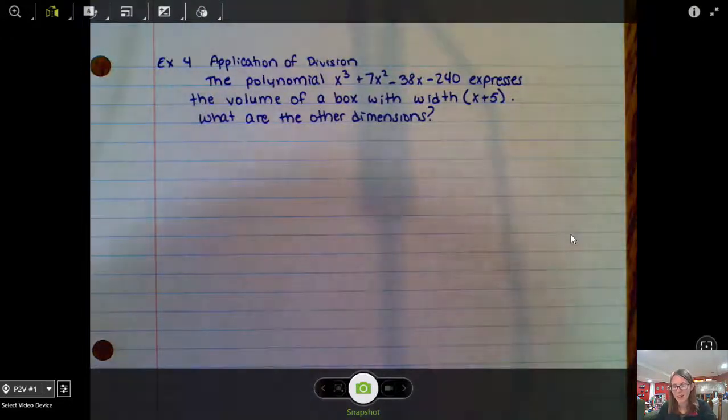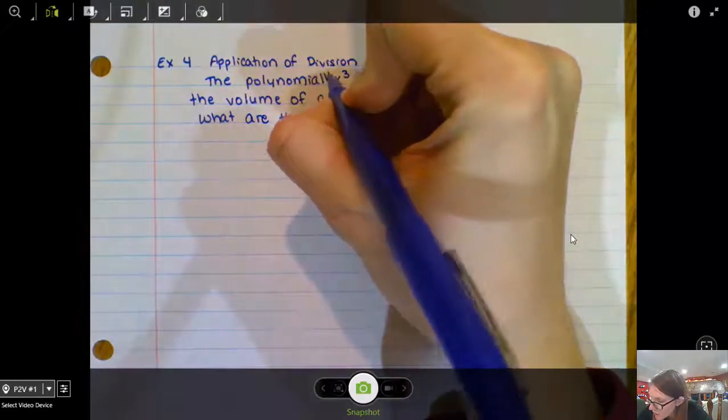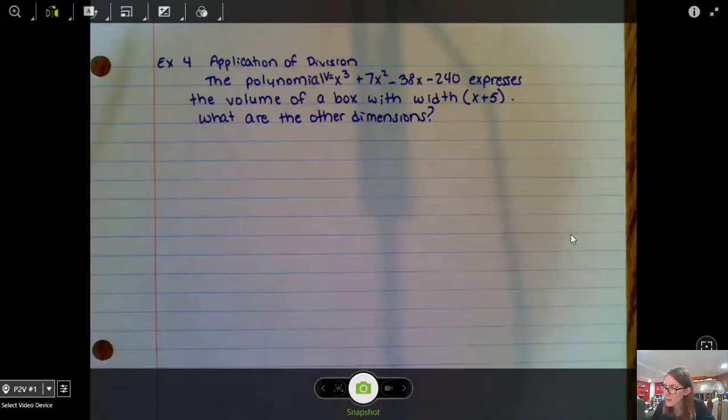Now that we know our process for both long division and synthetic division, I want to look at an application of why on earth, again, do we really need to know how to divide polynomials. This polynomial, x to the third plus 7x squared minus 38x minus 240, should say V equals, expresses the volume of a box with width x plus 5. We want to know what are the other dimensions, really what is a possible value for our other dimensions.